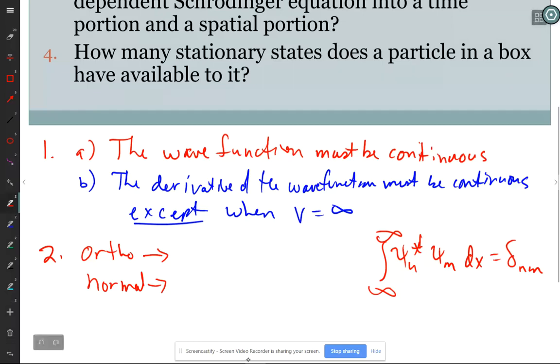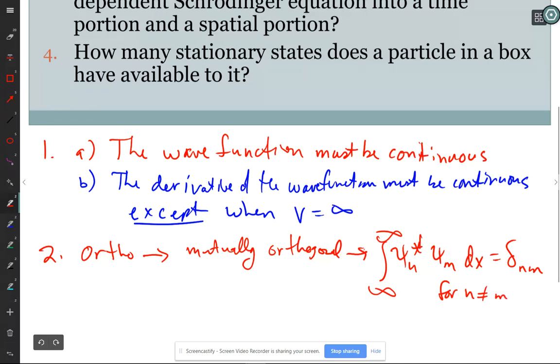Orthogonal means that they are mutually orthogonal, which is this equation for n not equal to m. And then the normal, at this point, we'll just say normalized. At this point, I have full confidence that you know what that means without having to go into any detail.